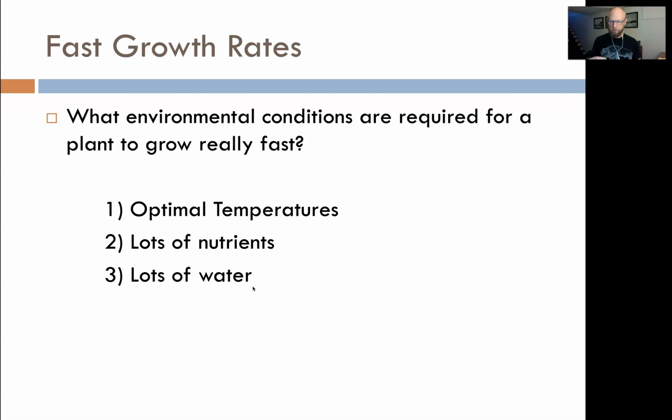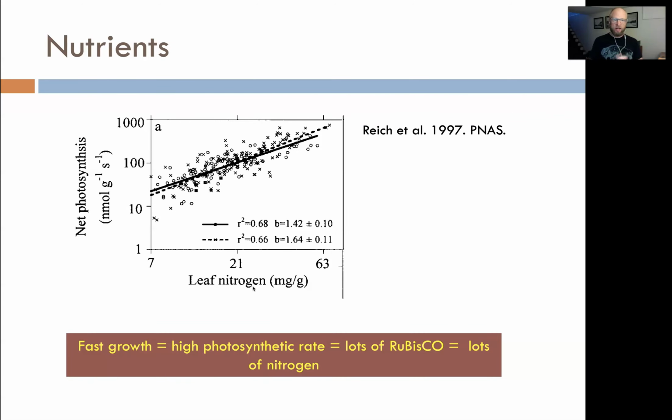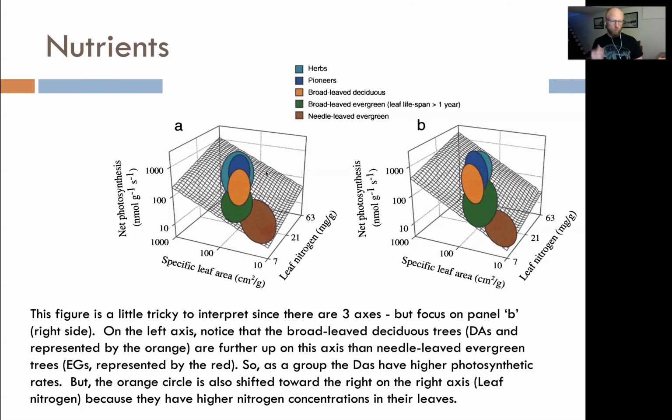Let's talk about nutrients. We've talked about this a lot, so I won't go into much detail, but you know that higher nitrogen concentrations in the leaves allow plants to produce more rubisco, and therefore they can photosynthesize faster. We've looked at this exact same figure before, showing that positive relationship between nitrogen concentration and photosynthetic rates. I won't go into this figure because we looked at it with evergreen gymnosperms, but again, it shows the difference in nitrogen concentration between these two functional groups, with deciduous angiosperms having higher leaf nitrogen concentration than evergreen gymnosperms.